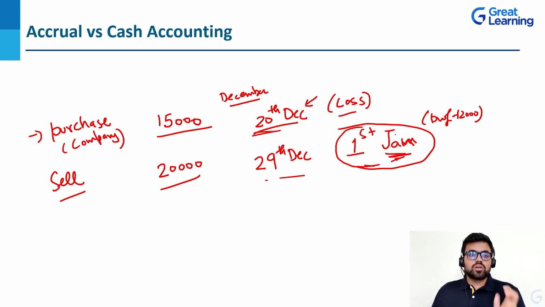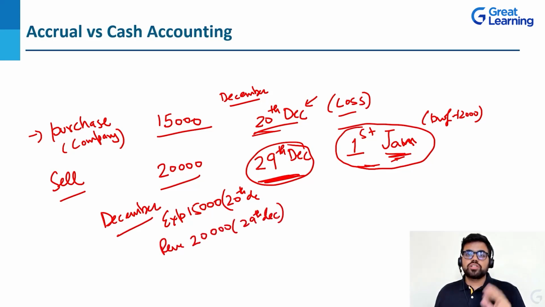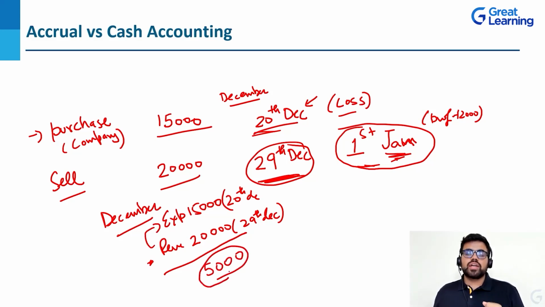But in accrual accounting, the entry into the revenue part would be done on 29th December itself. So in the December account, there would be an expense of 15,000 on 20th December, and there will be a revenue of 20,000 on 29th December. This is the difference between cash accounting and accrual accounting. Now, the profit that you would earn is revenue minus expense. If I subtract expense from revenue, it will be 5,000 rupees. So this would be the profit in the December account.